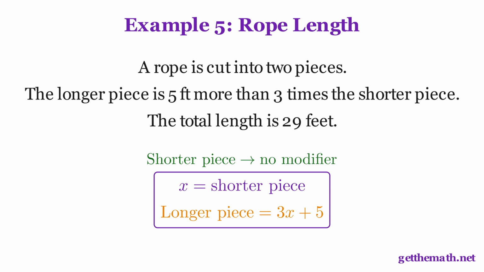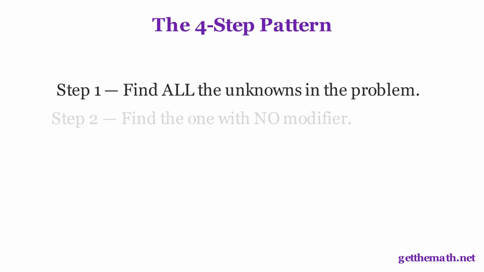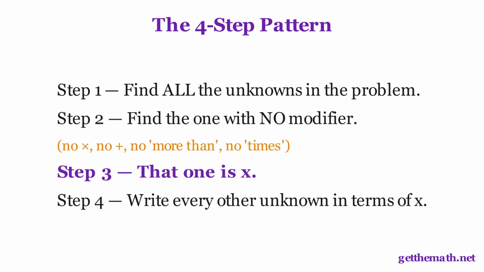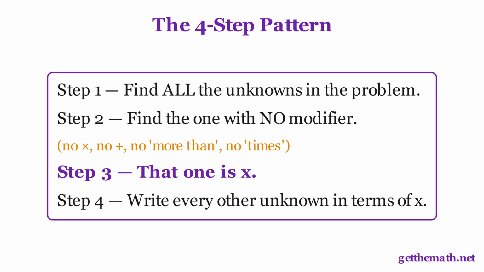Here is the pattern. Step 1, read the problem and find all the unknowns. Step 2, find the one that has no modifier: no times, no more than, no less than. Step 3, that one is x. Step 4, write every other unknown in terms of x using the words in the problem. Once you can do this, setting up any equation becomes straightforward.